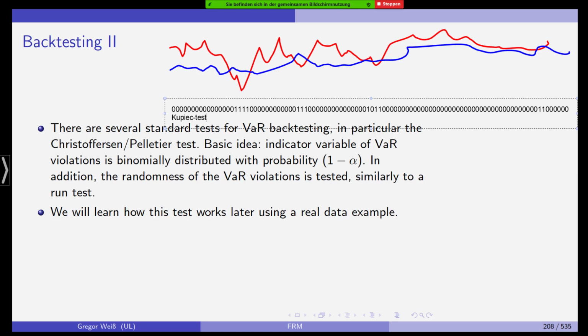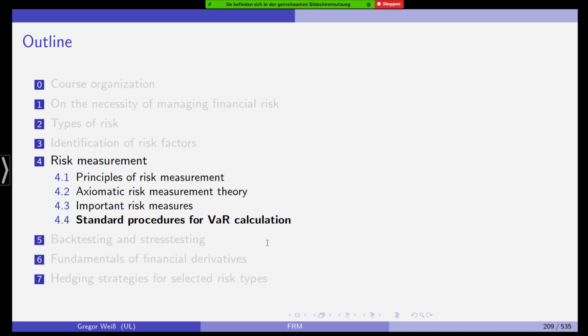And the Christoffersen test now includes and extends the Kupiec test by also looking at the number and extent of clusters over time. And we will learn how this test works later using a real data example, but you can already see what it will test for: the correct number of exceedances and temporal clustering.